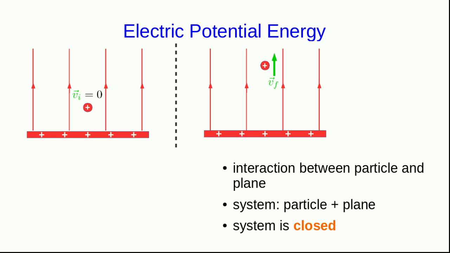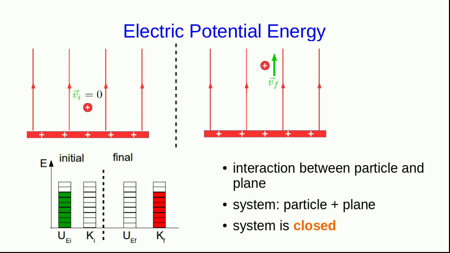It reverses if we look at a positive particle and a positive plane. Now, the particle is going to accelerate away from the plane, and so it gains speed as it moves away from the plane, which means it gains kinetic energy as it moves away from the plane. And so these two things with like charge have higher electric potential energy when they're close together.